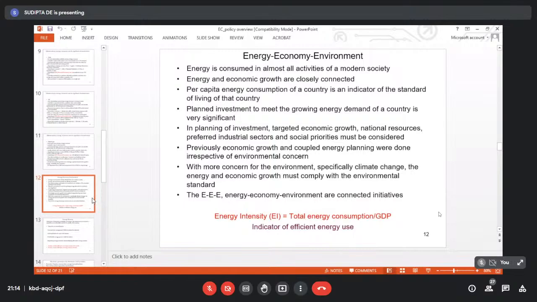That will be clear when you come to the definition of energy intensity later on. But still, in economics, we consider per capita energy consumption as a gross or loose indicator that the expected living standard will also be higher. Then the planned investment to meet the growing energy demand of a country is very significant. This is a very important term. Now you can understand what planned investment means.